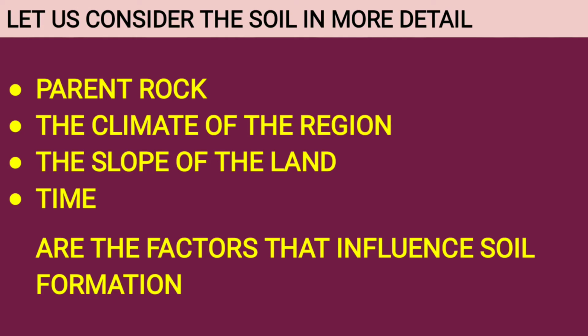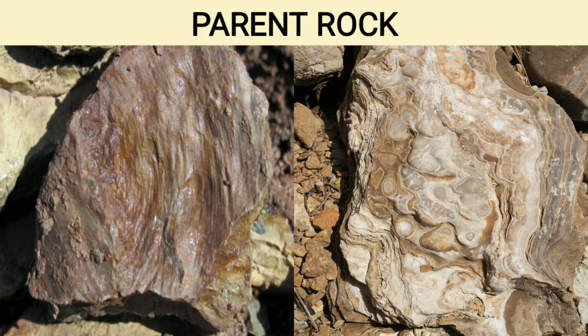Let us consider the soil in more detail. Now what we have to study about soil is how the soil is formed. The first point is the parent rock. Second point is the climate of the region. Next is the slope of the land. And the fourth one is time. These are the factors that influence soil formation. I'll repeat, parent rock, the climate of the region, the slope of the land, time are the factors that influence soil formation. We will see one by one.